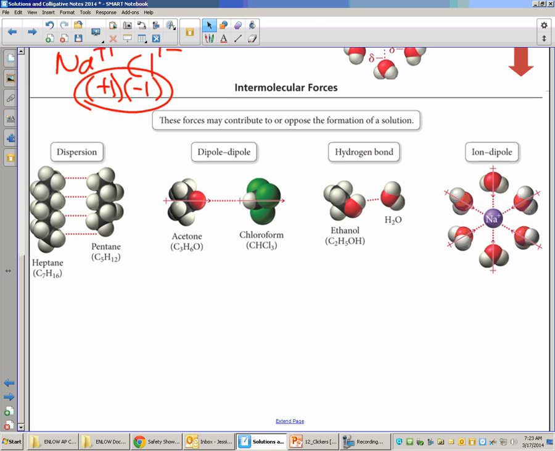So dispersion, your hydrocarbons are big there. Dipole-dipole, strong dipole moment there. Ethanol, dash line for your hydrogen bonds, and then your ion-dipole.